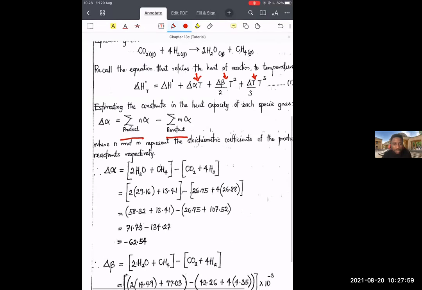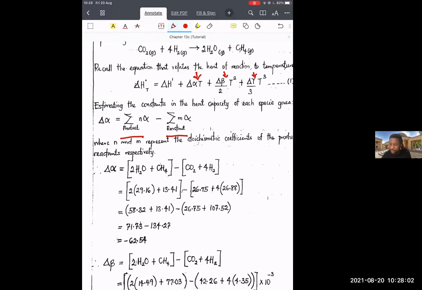So for the alpha value, take note from the table. That was why I said, write it down somewhere. So for the table, the alpha value for water is 29.16. Alpha value for CH4, 13.41. So if you follow in the table, alpha value for CO2, 26.75, and then for 4H2, 26.88.